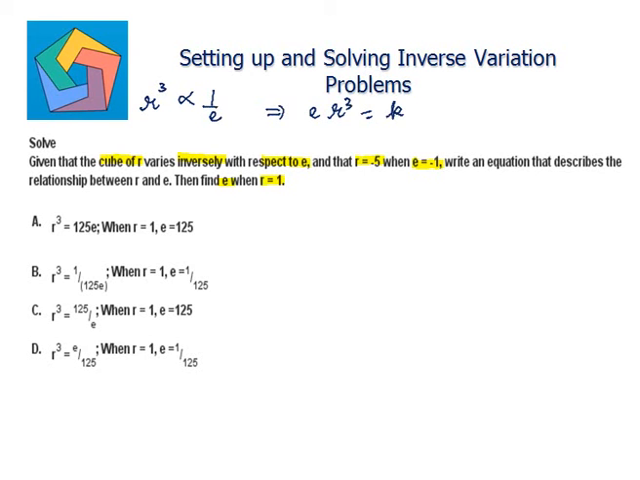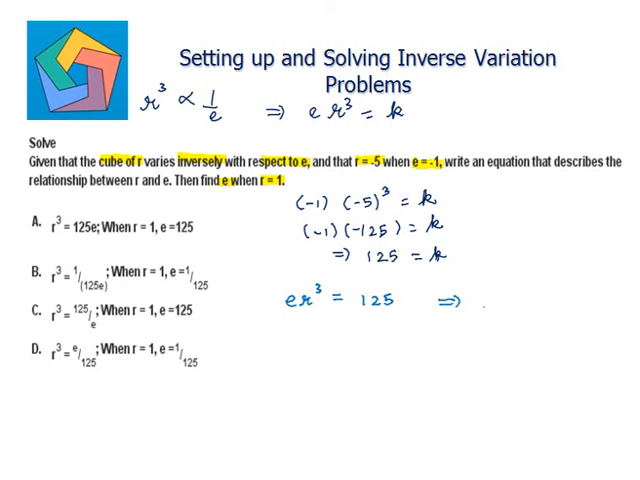Now E is negative 1, R is negative 5. So negative 5 cube is equal to K. Negative 1 times negative 125 is equal to K. This implies 125 is equal to K. So E times R cube is equal to 125. This implies R cube is equal to 125 over E. This is the equation. Now we need to find E when R is 1.